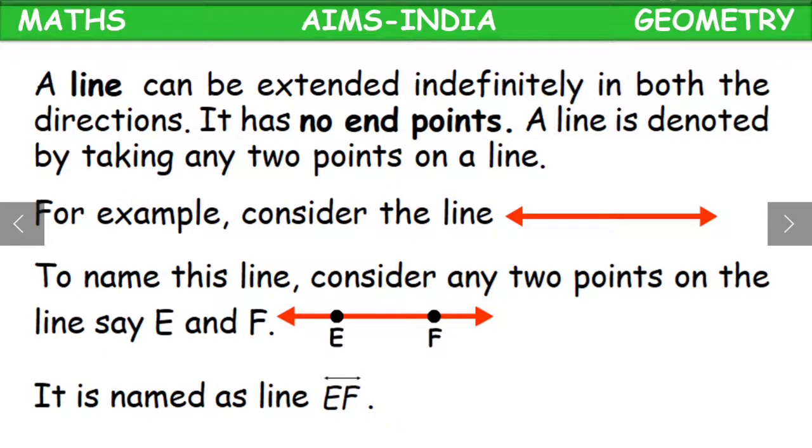Now next, coming to our line. A line can be extended indefinitely in both directions. It has no endpoints. A line is denoted by taking any 2 points on a line. For example, consider the line. Now to name this line, consider any 2 points on the line, say E and F. So it is named as line EF. So what are they saying here? What did we learn about line segment, children?